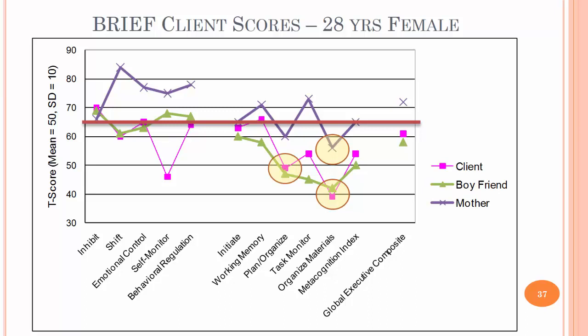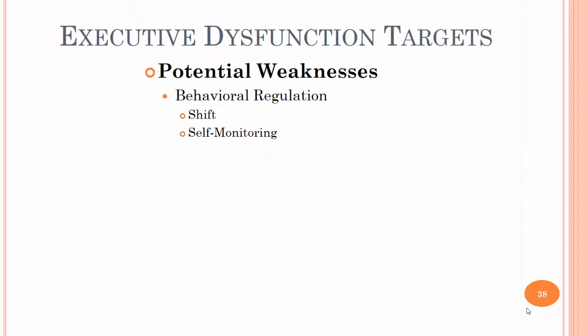Another potential resource has to do with planning and organizing, which my client and her boyfriend both rate right at the median level, and the mother is only about one standard deviation above the median. We're going to investigate this further because this also might be one of the reasons that she's able to maintain employment. We'd like to emphasize her development in that area. And so, given the information provided by the brief, what sorts of executive function targets can we identify?